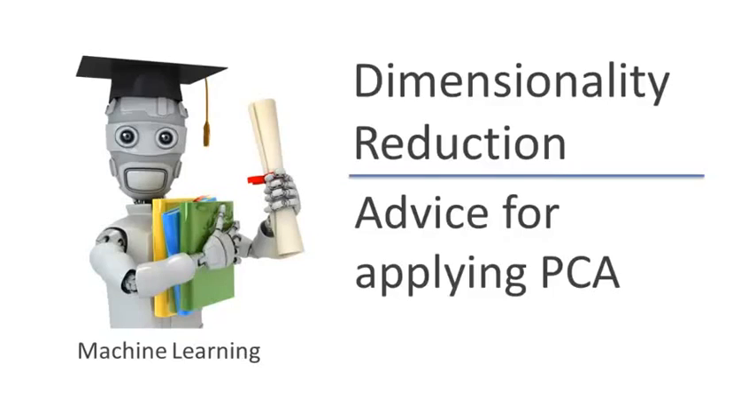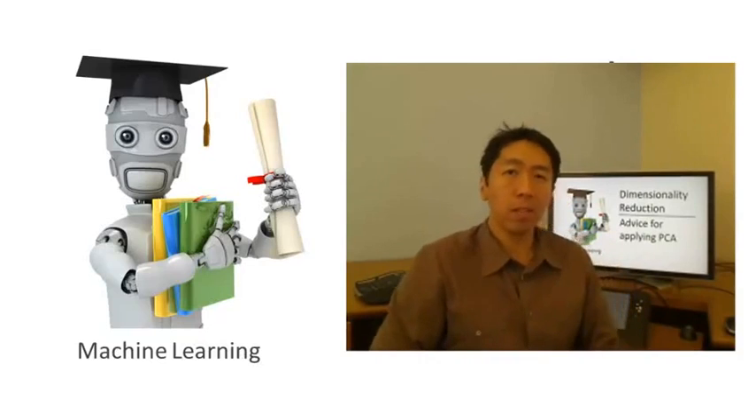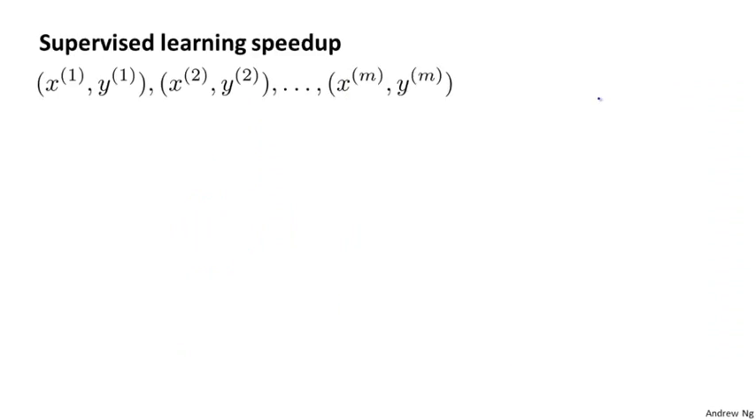In an earlier video, I had said that PCA can sometimes be used to speed up the running time of a learning algorithm. In this video, I'd like to explain how to actually do that, and also try to give some advice about how to apply PCA. Here's how you can use PCA to speed up a learning algorithm, and this supervised learning algorithm speed up is actually the most common use that I personally make of PCA.